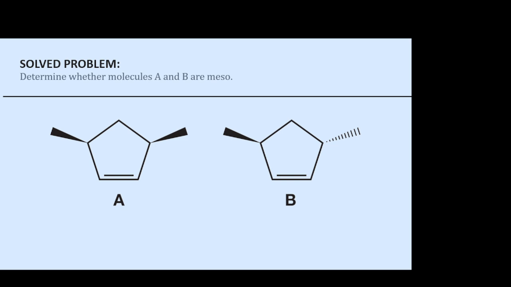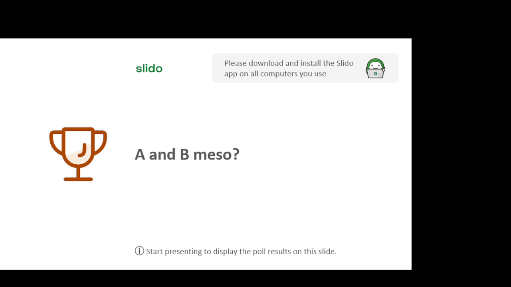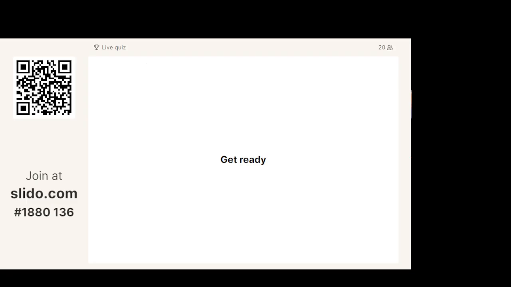So, are A and B, is one of them meso? Are both of them meso? Is this a thing? Okay, let's go ahead and get it.